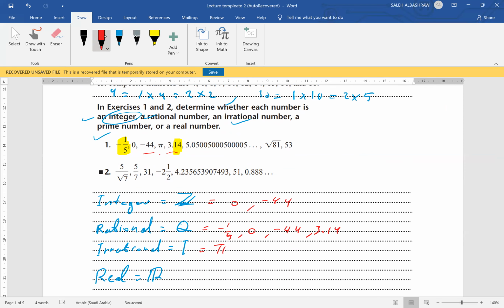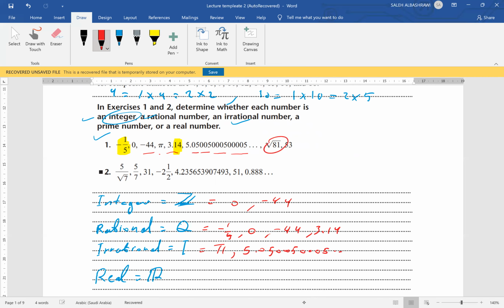Now 5.050050005000... This is not a terminating decimal. I start with 05, then 005, 0005, then 00005. It is not repeating the same group of digits, and it is not terminating. So this is an irrational number.